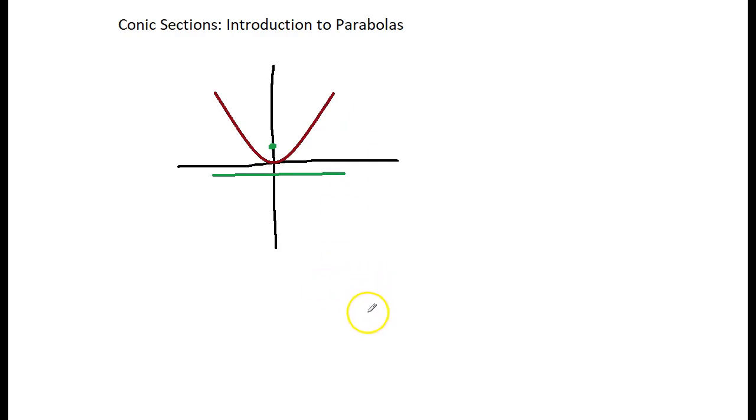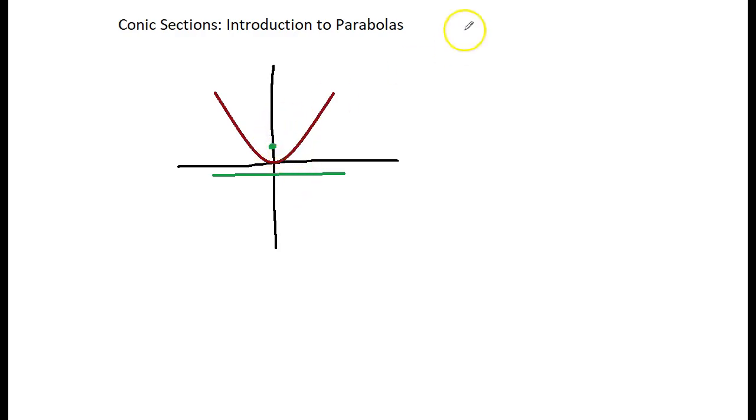By definition, a parabola is a set of all points in a plane that are the same distance from a fixed line, this right here called the directrix, and a fixed point that is not on the line. That fixed point is called your focus. So the focus is not on the parabola, it's not on the line, and every point on this parabola is equidistant from this focus and this line.